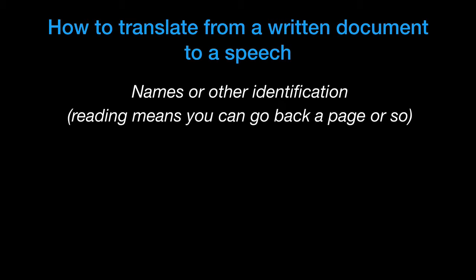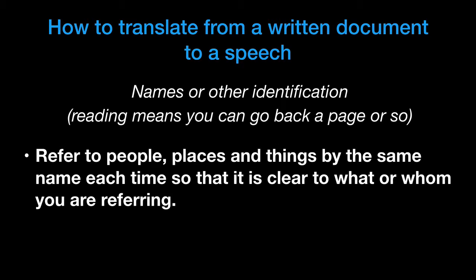Names or other identification can be quite confusing for people if they've got to listen to a presentation and it's something that you're not repeating too often, because when you read something and you don't understand a name, or you don't understand where this particular name or identification fits into the whole of the thing that you're reading about, you can go back a page or so and get your place again. So in terms of a speech and writing your speech, you refer to people, places and things by the same name each time, so that it's clear to what or to whom you are referring.